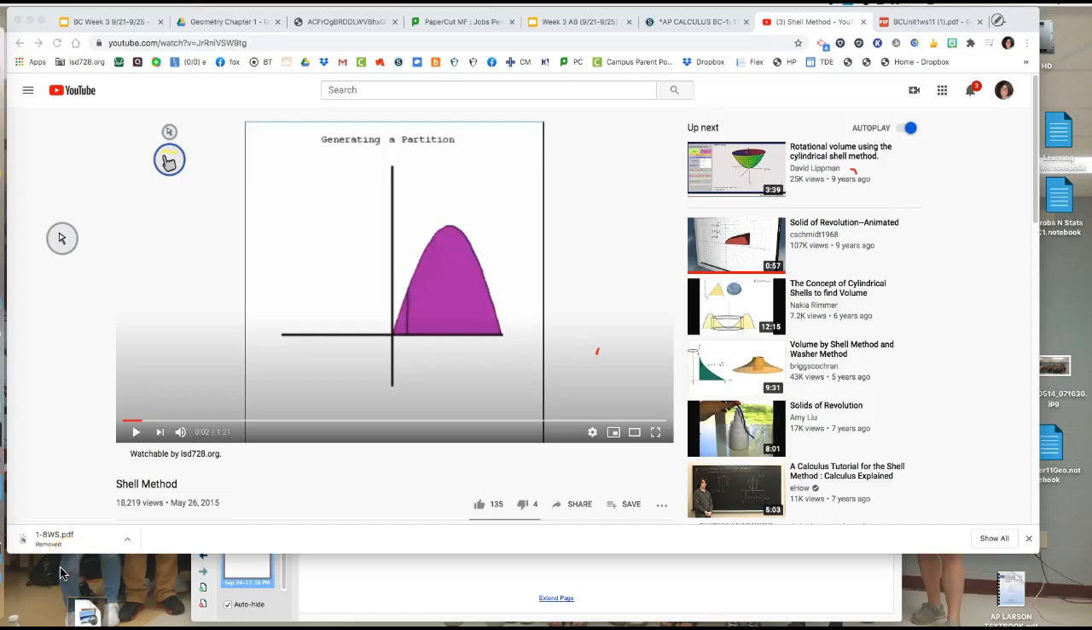So the first thing here, I'm just going to show you an animation of the shells. The one for the washers, discs, and cross sections we did last year. You can find those in the Schoology folder for Unit 1, and it says animations.